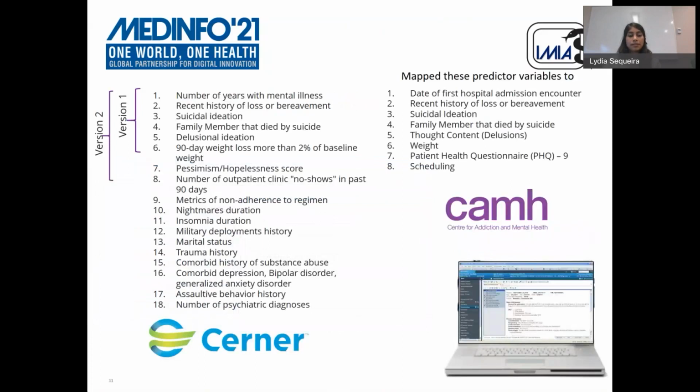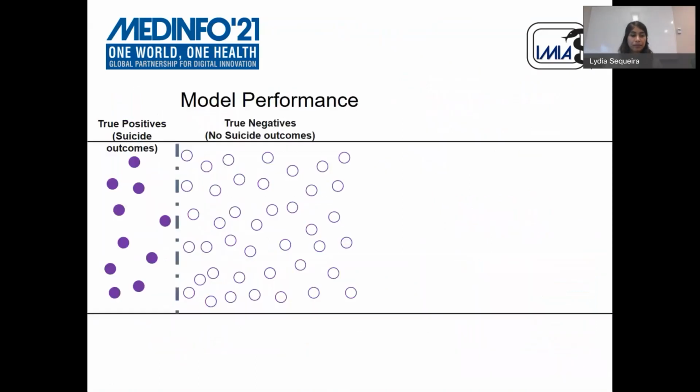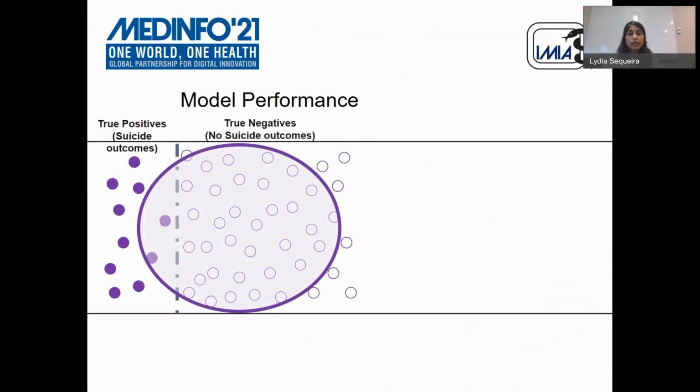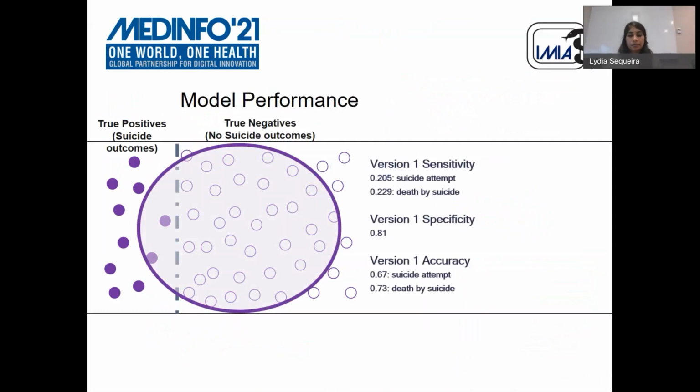So we mapped all possible predictors within our EHR at CAMH. And as you can note here from the initial 18-variable model, only 8 of these were able to be mapped. So version 1 of the model predicted death by suicide only 22% of the time and predicted suicide attempts only 20.5% of the time. When predicting non-outcomes, however, this is high. The model predicted the right outcome 81% of the time.